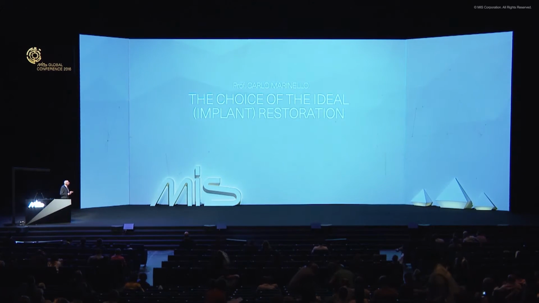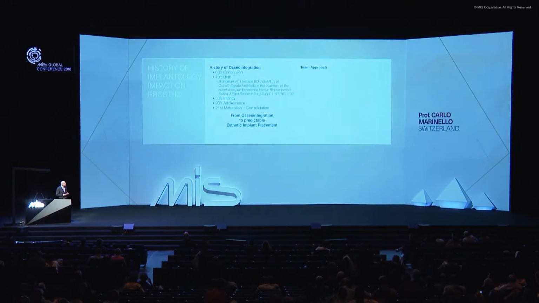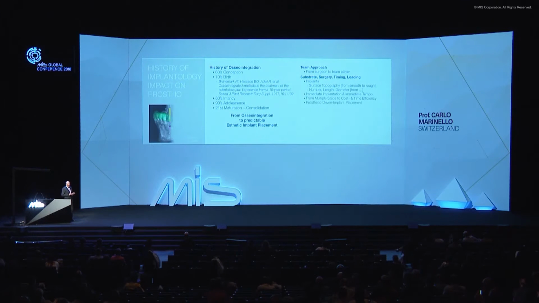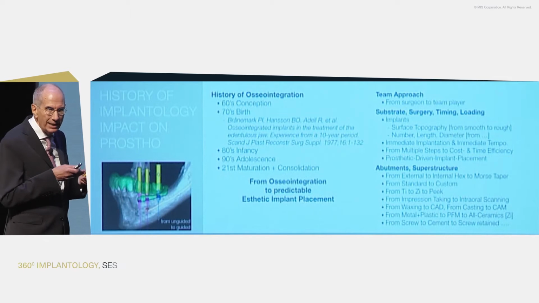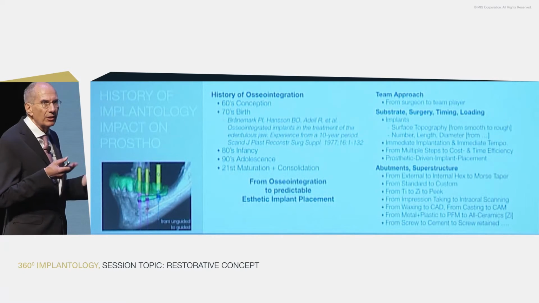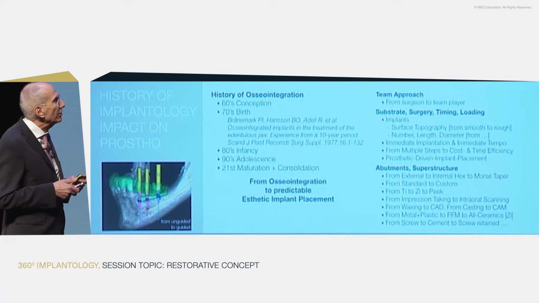We are talking about the choice of the so-called ideal restoration. Starting with a short history, you can see that implantology, or osseointegration, started in the 60s. We went through the birth to infancy, adolescence, and we are now in the maturation and consolidation phase. And that's why the subtle changes are happening and things are improving.